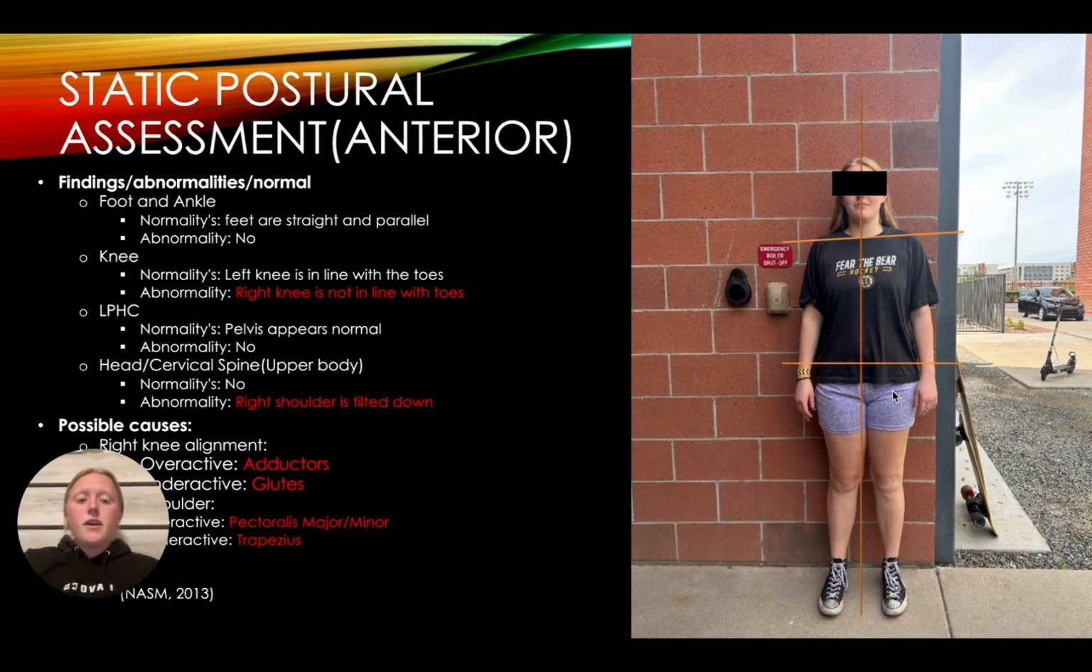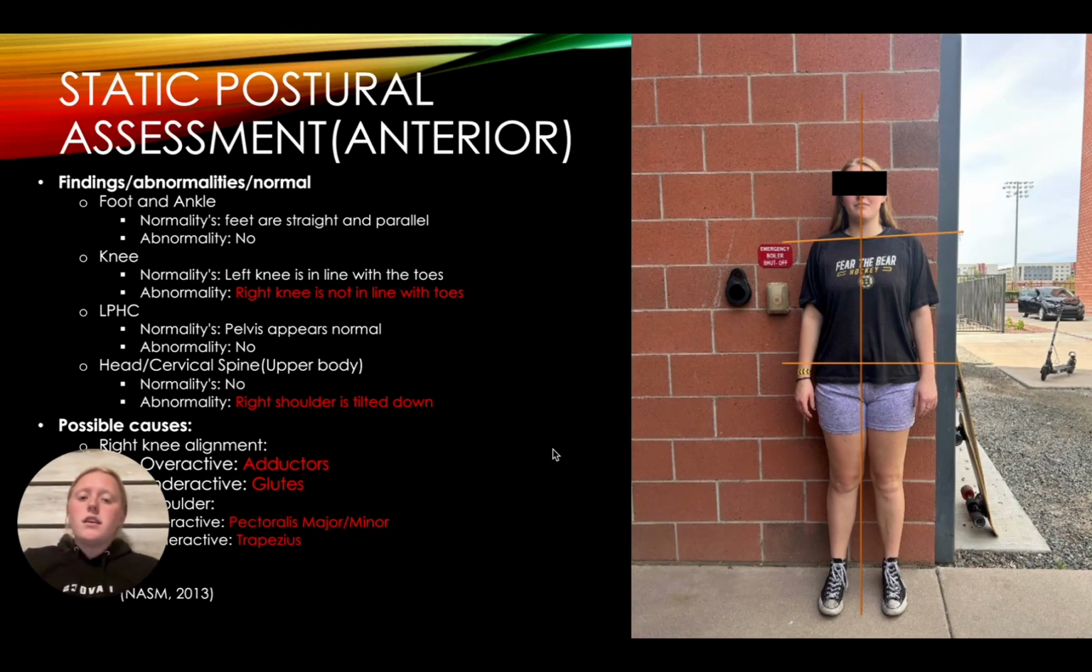For the knees, we found that the right knee was not in line with the toes, but the left knee was. You can see it where the line goes through the middle of the body, how the right knee is more overlapping on that line and the left is not. Another dysfunction we found was that the right shoulder was lower than the left. This could be due to the client's dominant hand being the right.